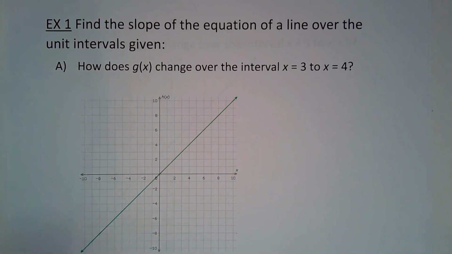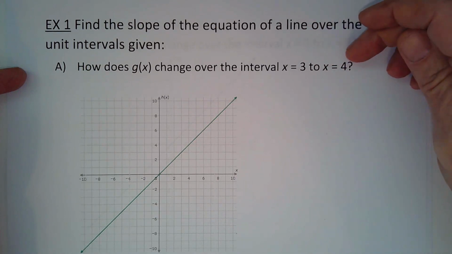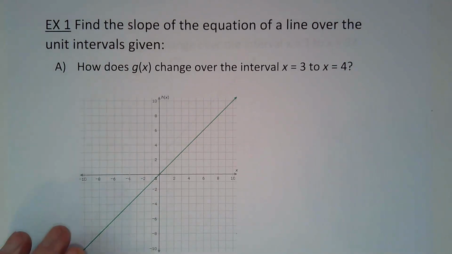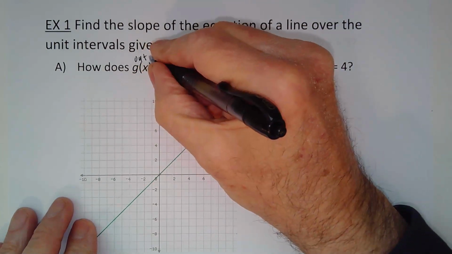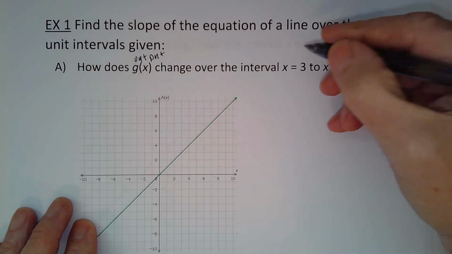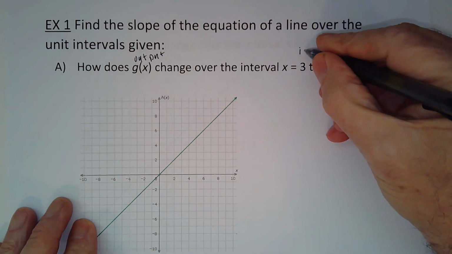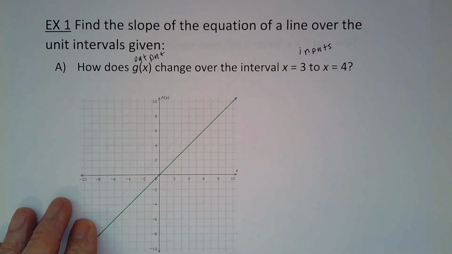You're going to be finding the slope of the equation of a line over the unit intervals given, and in this first example, the unit intervals are x equals 3 and x equals 4. So g of x, of course, is your output, and you're going to have an output for each of these inputs. So these are your inputs.